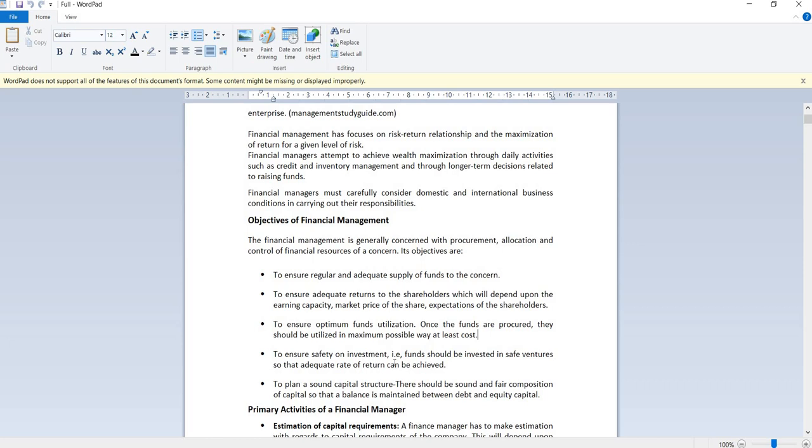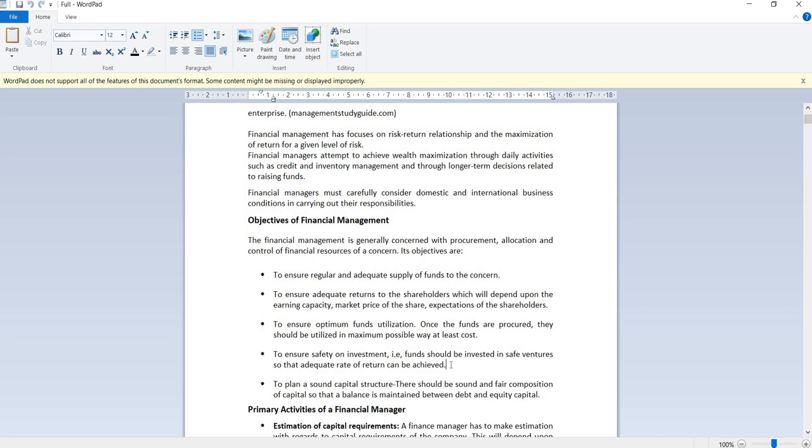Next is to ensure safety of investment. Funds should be invested in safe ventures so that adequate return can be achieved. So hindi lang naman isang pwede mo kasing pag-investan. So you can choose a lot of where to invest. So when you go to PSE, you can see a lot of company there. So pwede kang mag-invest dun. So what is the safest? Job yun ng financial management.